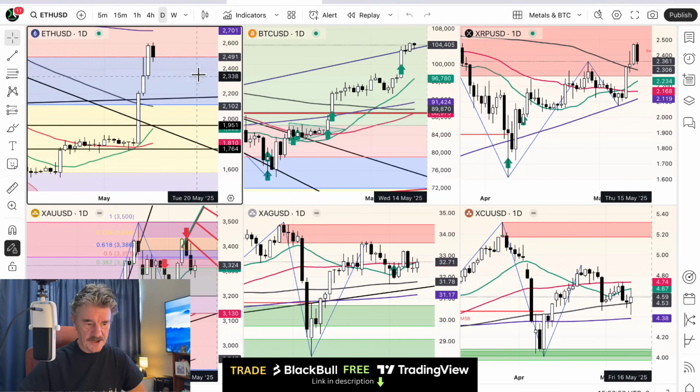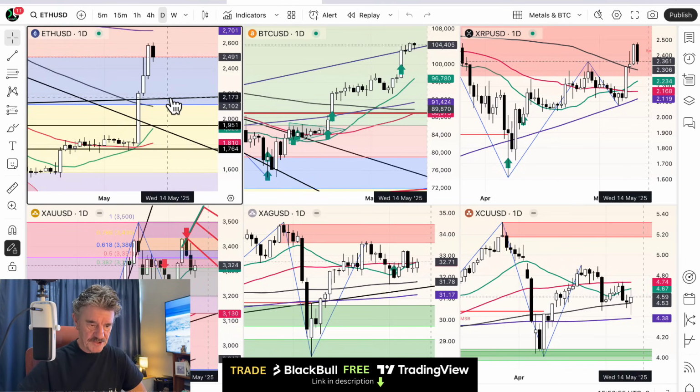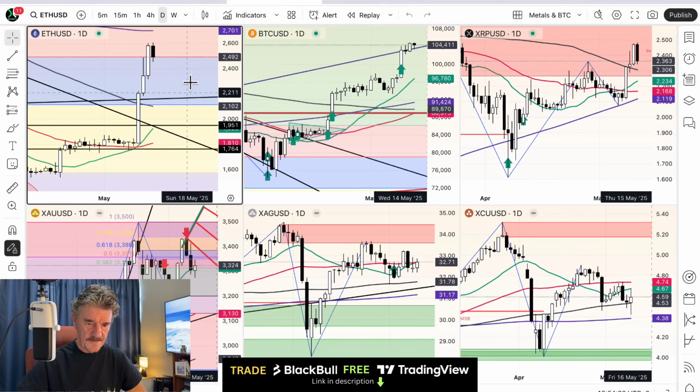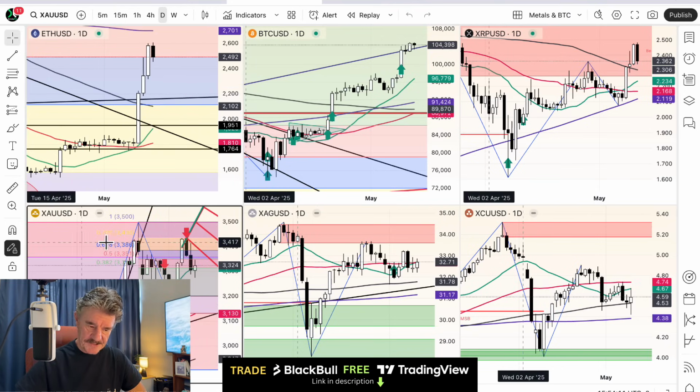And I think we could now get a lot higher. I'm looking for a pullback down to 2,100 to get long again, and looking for this to ride up to much higher levels, perhaps into the 3,000s, maybe even the 4s and 5s. We'll see how we go. So I'm still long and strong on Ethereum, Bitcoin, and XRP, and I'm still short on gold.